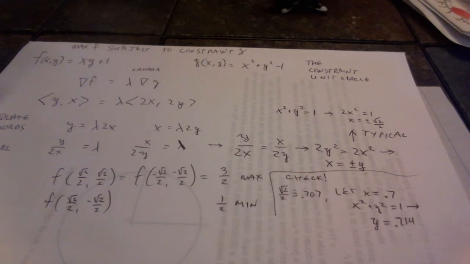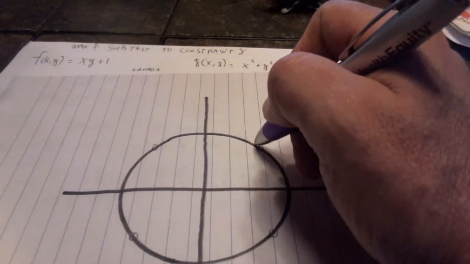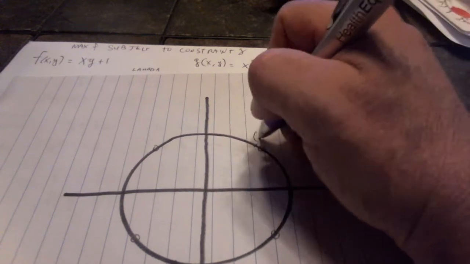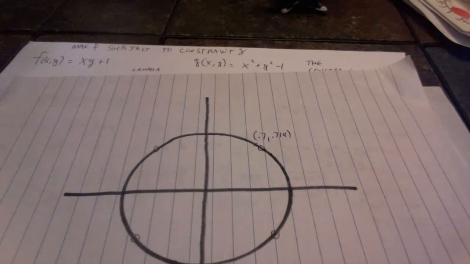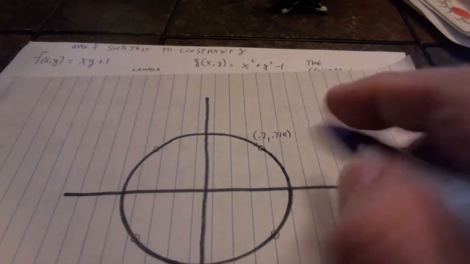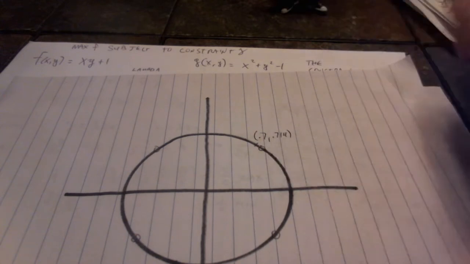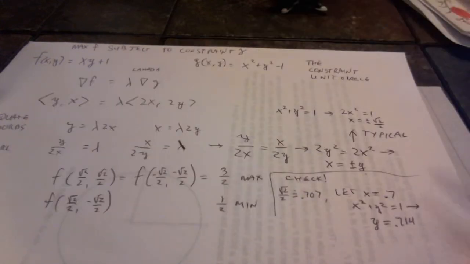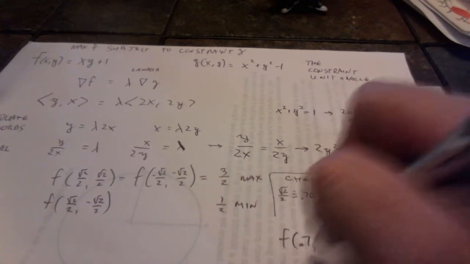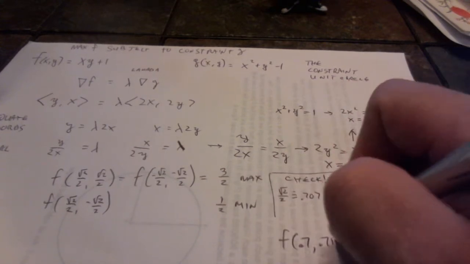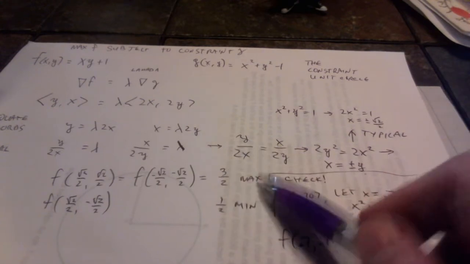So what I'm doing is I'm finding a point that's on this unit circle, but x is 0.7 and y is 0.714. So the y coordinate's a little above 0.707. The x coordinate is a little to the left of 0.707. But it's a point that's still on this circle. Now if I've done right, then f of 0.7 comma 0.714 is going to be less than 3/2. That's supposed to be my max.